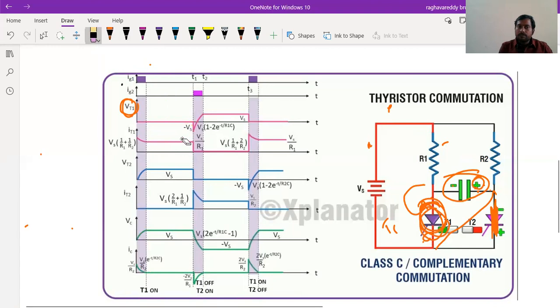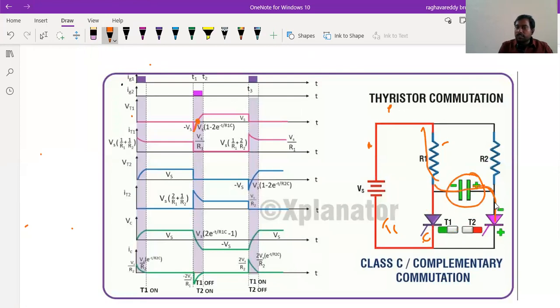Wait a minute. So you can see the reverse voltage here, the negative part, and this reverse voltage gradually decreases to zero, because the current flows in this direction. Nothing but the capacitor will be discharged.